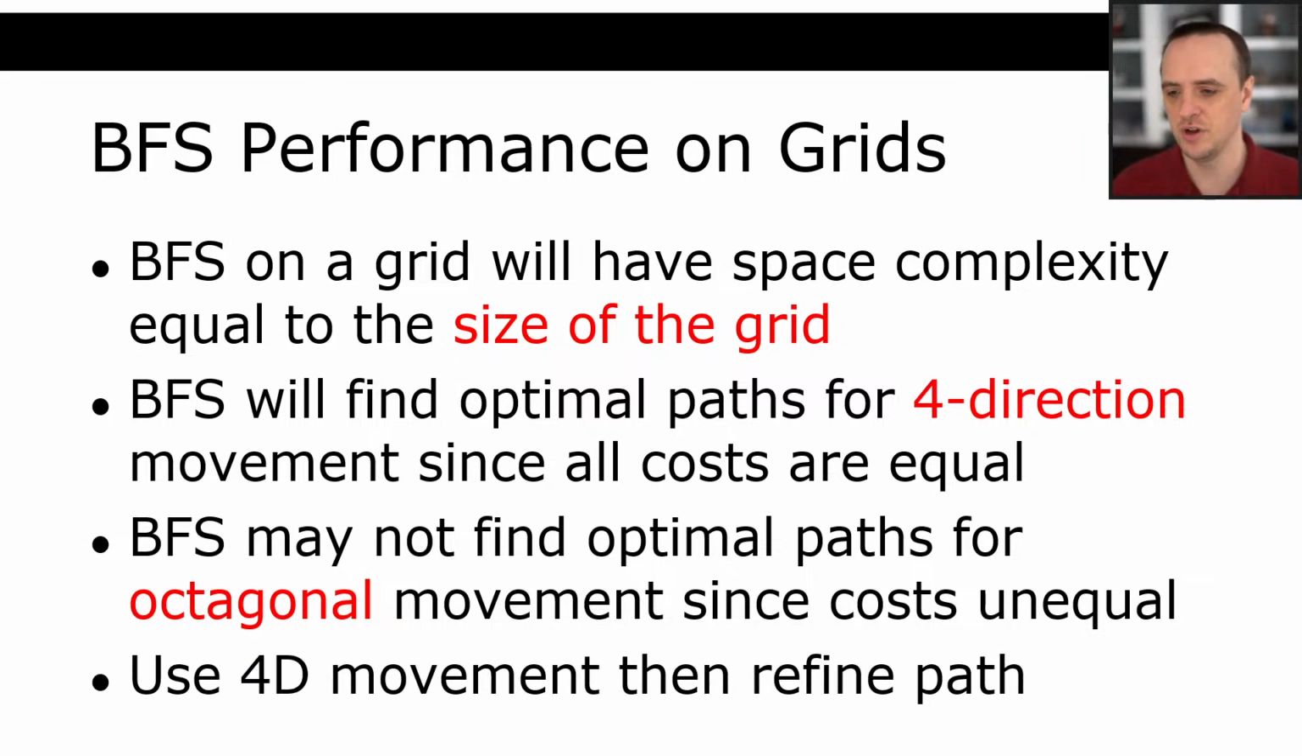So what we're going to do is use 4-directional BFS to find our paths, because we know it produces optimal paths, and then we're going to use those paths and refine them somehow to produce a better looking path than just moving up, down, left, and right in our grid.